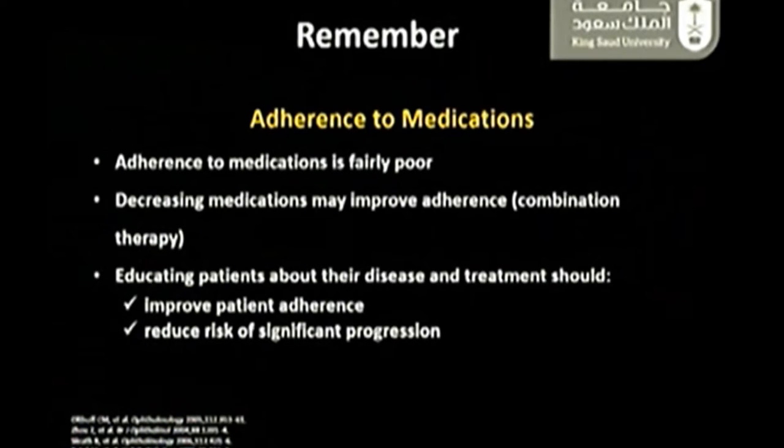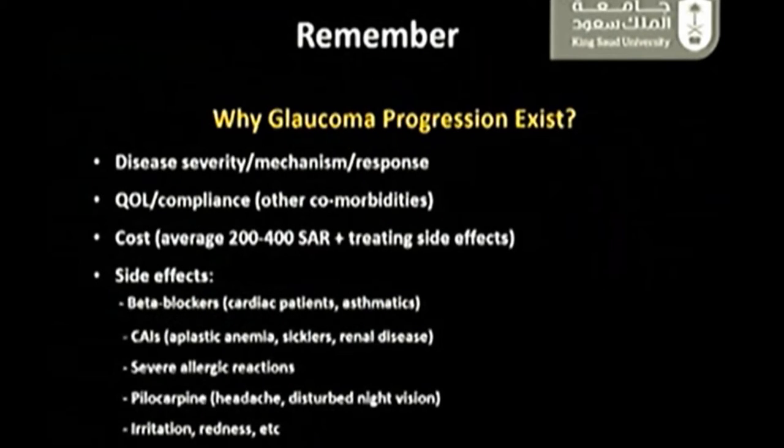Just a few words about the adherence to anti-glaucoma medications. We need to admit that the adherence to anti-glaucoma medication in our society is fairly poor. Decreasing the medication might improve the adherence. That's why we need to think about combination therapy like COSOPT, COMBIGAN, and prostaglandin with beta blocker combination as well. Educating the patient about their disease and treatment should improve patient adherence and should reduce the risk of significant progression as well by their excellent compliance on anti-glaucoma medication.